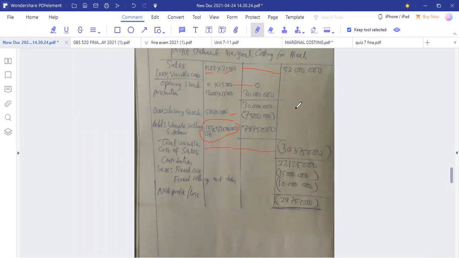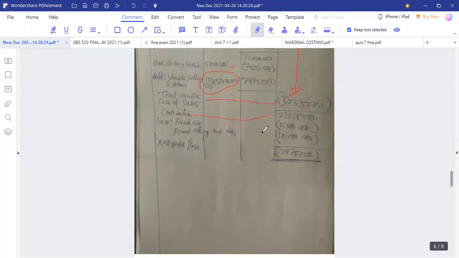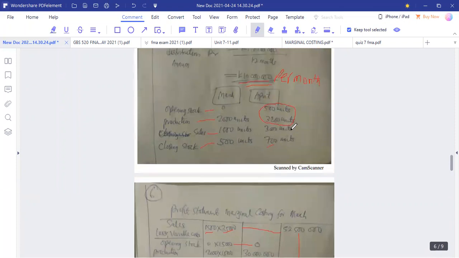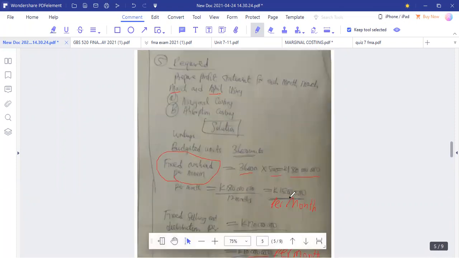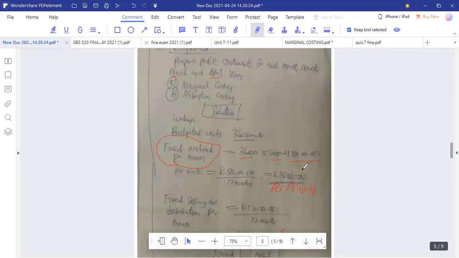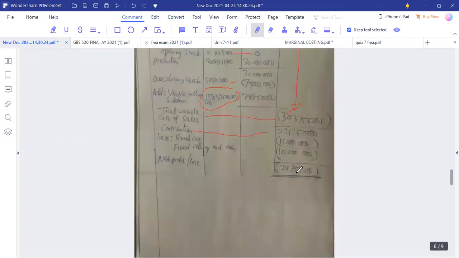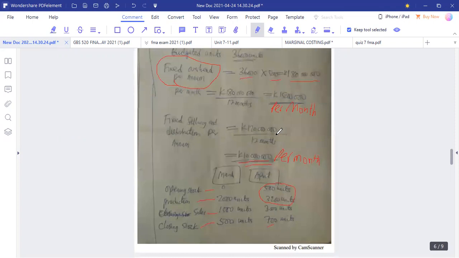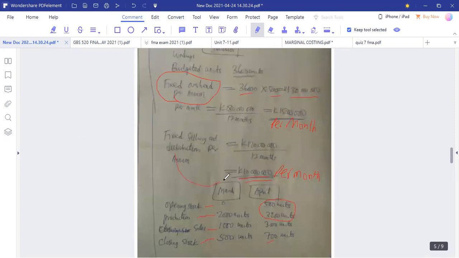Then we can get the difference between these two, which is what we call contribution, which is 22,125,000. Then less the fixed cost, which is 15 million. 15 million is per month. Fixed cost, we found 15 million. The fixed overhead, 15 million, which should be subtracted. This is per month. All right. So 15 million subtracted, and then fixed selling and admin of 10 million, which we found here from this calculation.